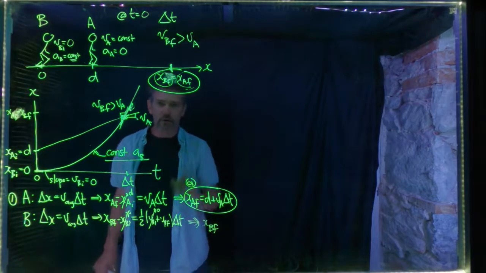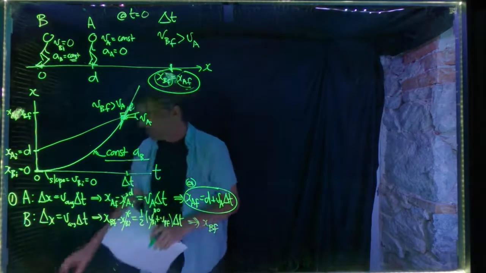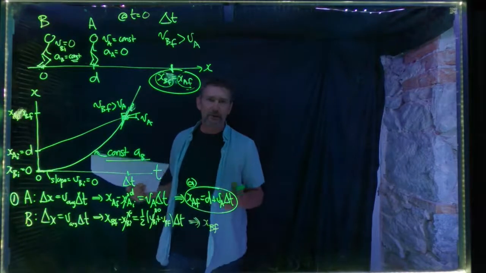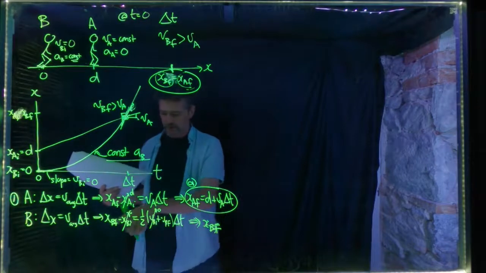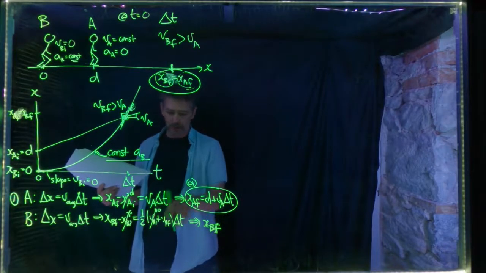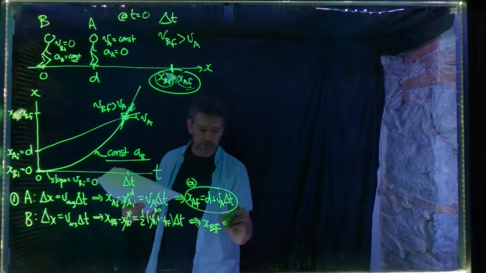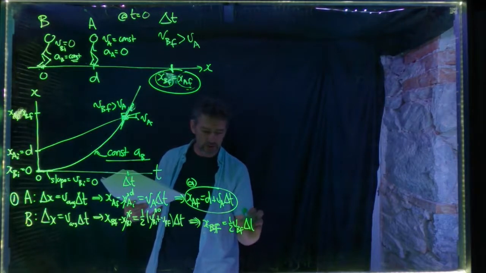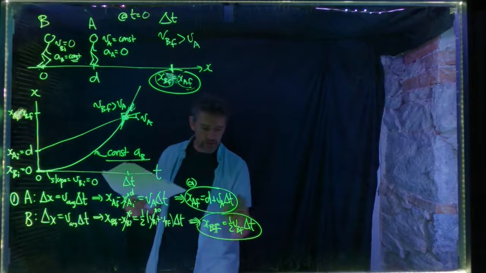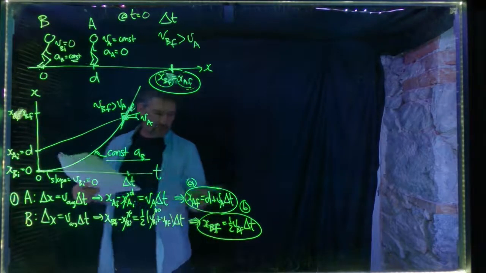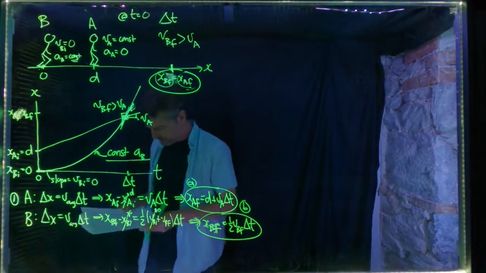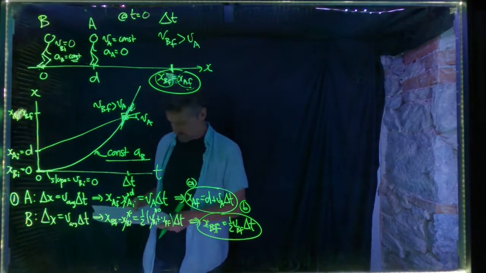Let me just pause and get another marker. Okay, back with a fresh marker. All right, so we solve for x Bob final. That's equal to 1/2 v Bob final times delta t. And we'll call that equation B. This is a lot darker green. Okay, and then, yeah, great.